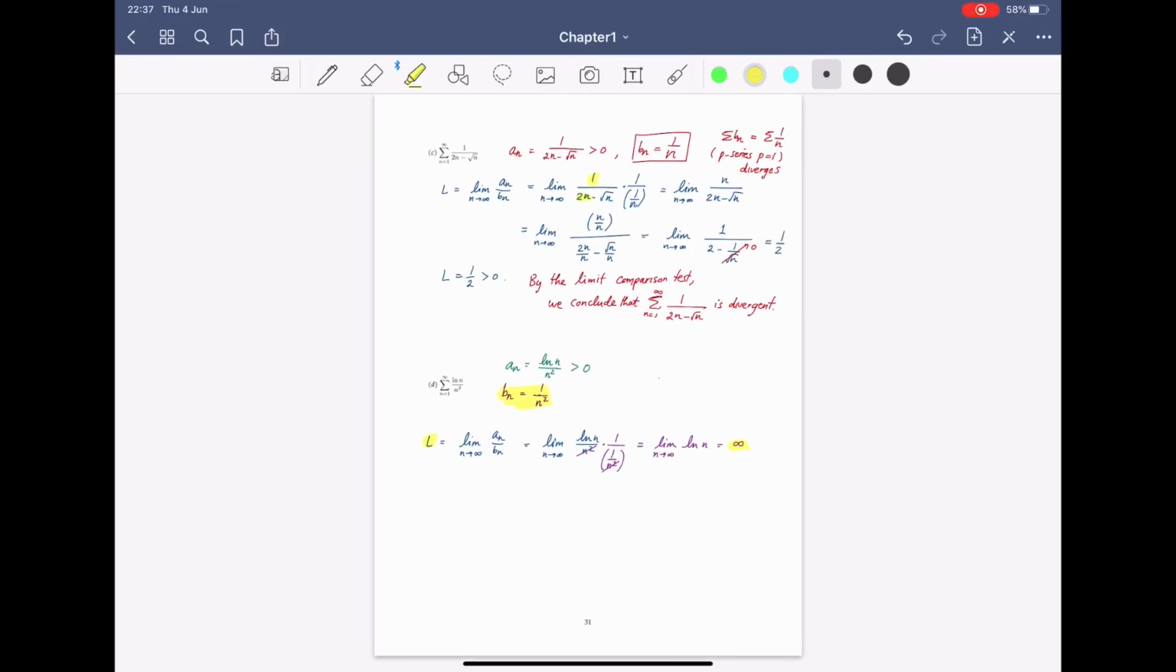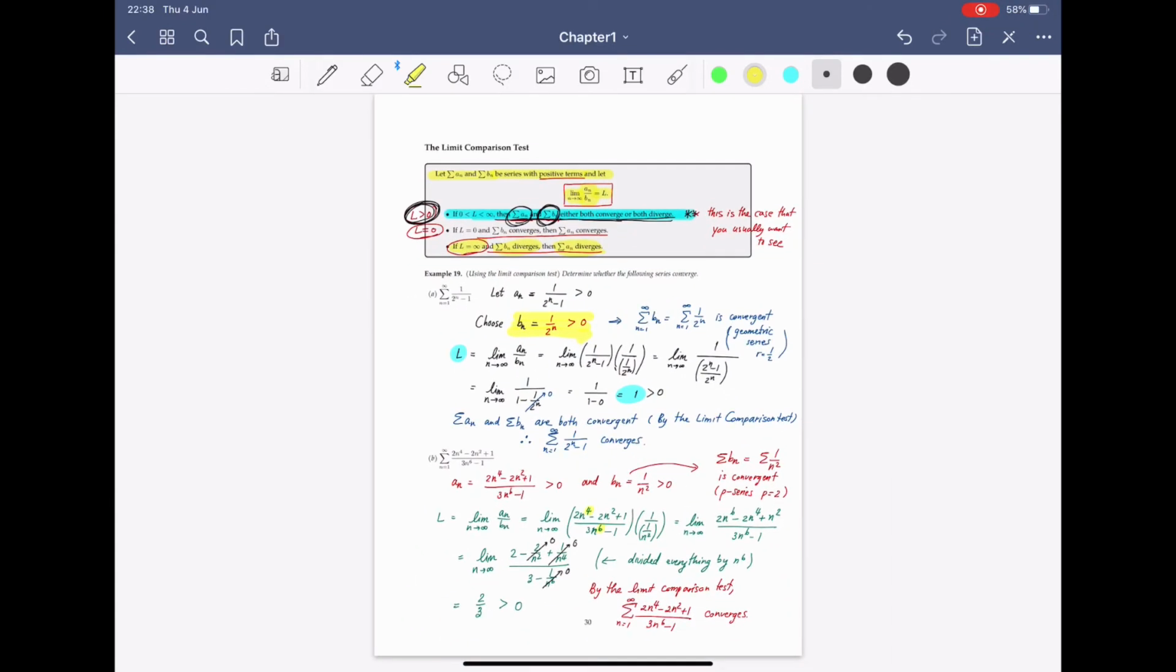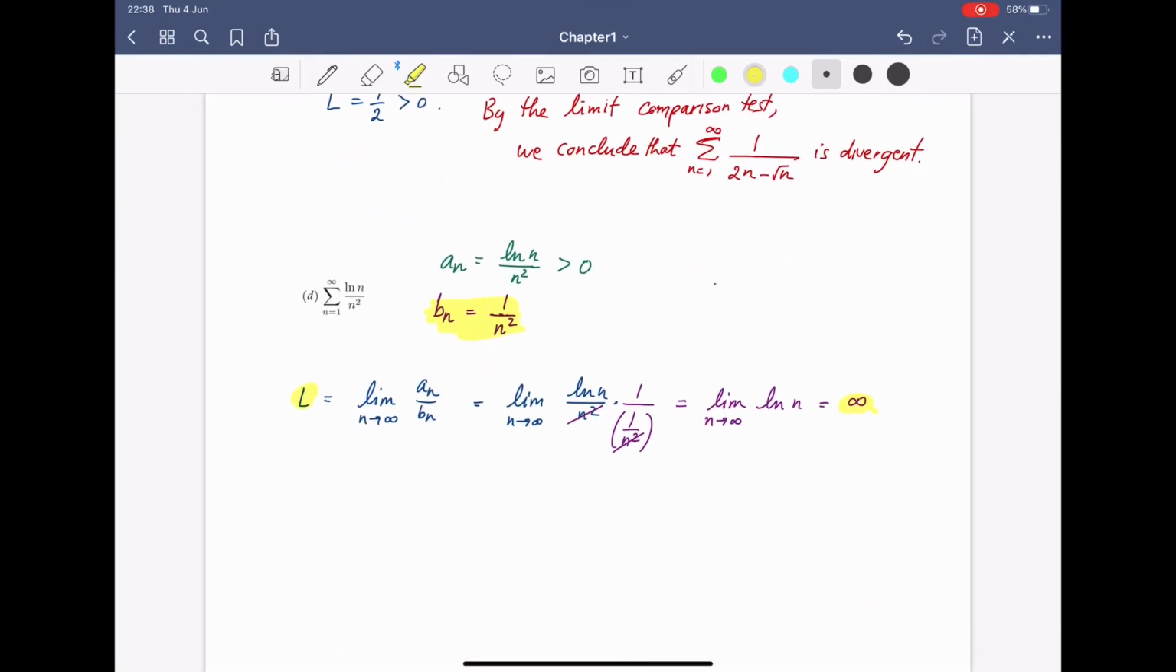So if you take a step back, go to the statement here, you can see that when L goes to infinity, you need the summation of b_n to be divergent too, so you can conclude the pattern of the summation of a_n. But here, b_n is convergent for sure if you choose 1 over n squared. So this b_n does not work. So we're going to choose another b_n. This is the hardest part of the limit comparison test, because you need to choose b_n wisely so you can compute the limit easily. So for this question, I'm going to give you the answer immediately.